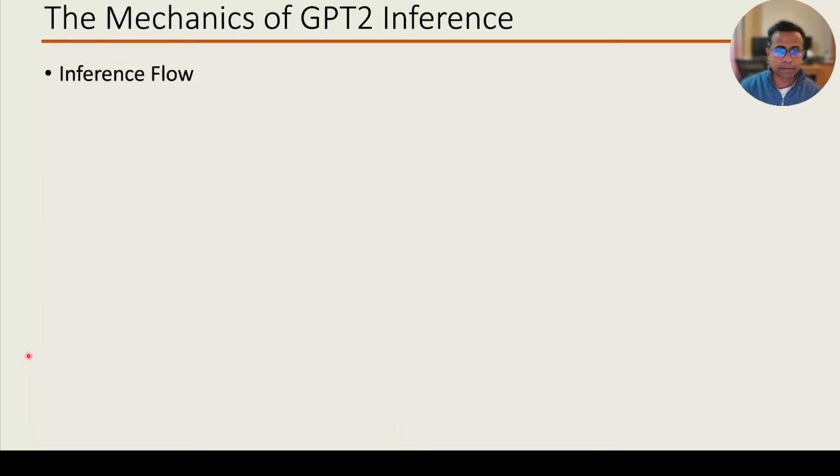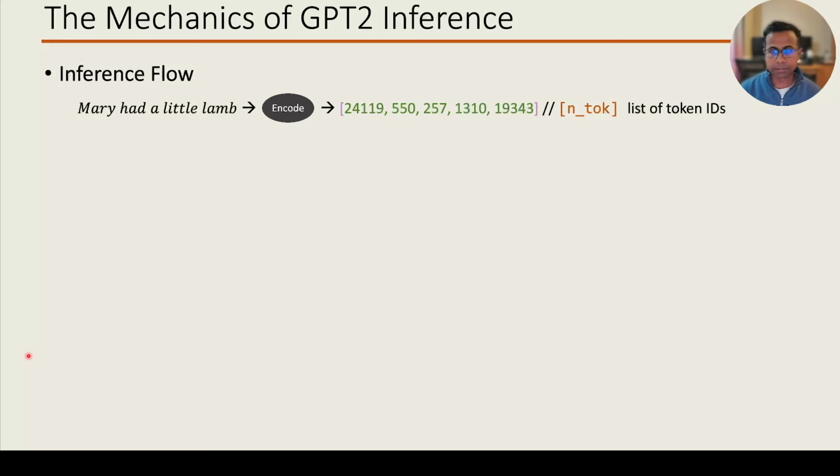With that, let's dive into the mechanics of GPT-2 inference. So how does the inference flow look now? We have an original prompt coming from the user, and for all the words, we need to encode them into vectors, which we will call token IDs. Now token IDs refer to where in that dictionary of ours we can find these words.